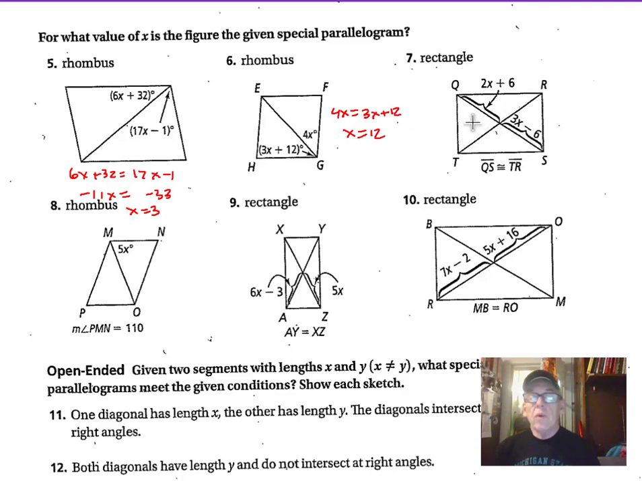For number 7, we want to make this a rectangle. So the length says that QS is congruent to TR, and so the diagonals need to bisect each other and also be congruent, but to bisect each other is this part. So we have 2x plus 6 equals 3x minus 6. Take 3x away from both sides, minus x equals minus 12, x equals 12. If x was 12, that would be a rectangle.